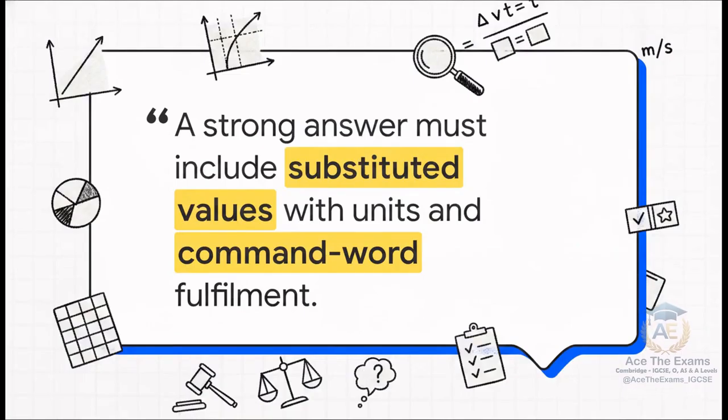And this is exactly what the strict mark scheme logic demands. Put yourself in the examiner's shoes for a second. I can't give you full credit just because you know the object is speeding up. A strong answer absolutely must include substituted values. That means showing the exact numbers you pulled from that source graph right alongside the units where they're needed.